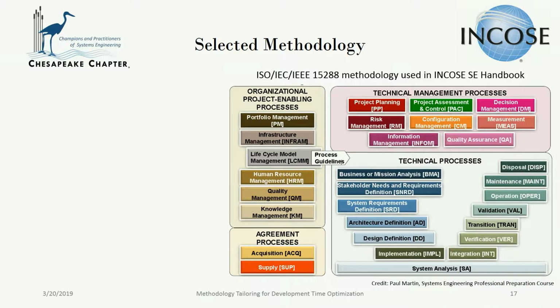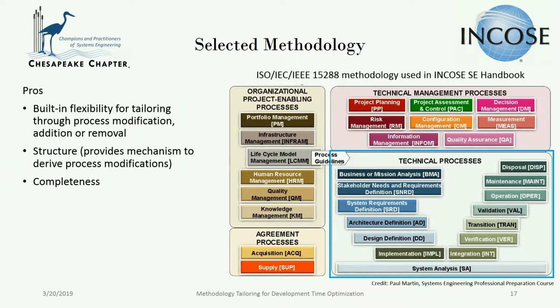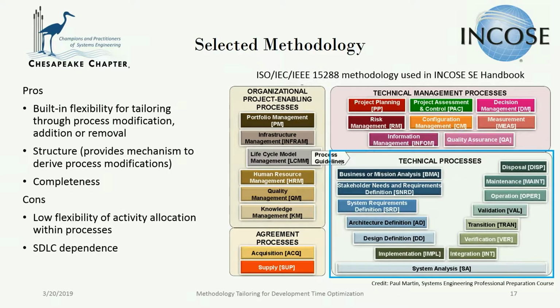a methodology from the INCOSE Systems Engineering Handbook, specifically the technical processes. And that's just because of the scope of what I'm considering a methodology. Those were the ones that were relevant. So it had a built-in method for tailoring, which is the tailoring process itself, Chapter 8. Its structure, since it's detailed, it has 14 different processes. So it was so detailed that it lent itself very well for tailoring, and how complete it was from end to end.